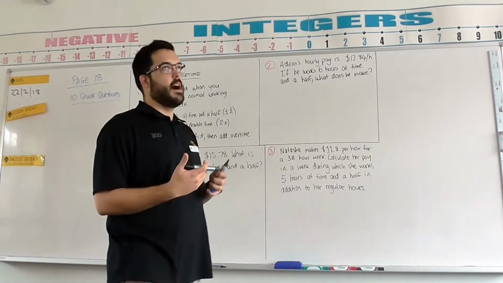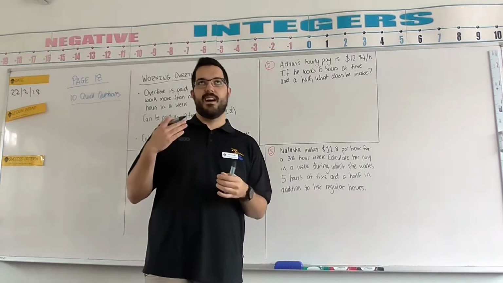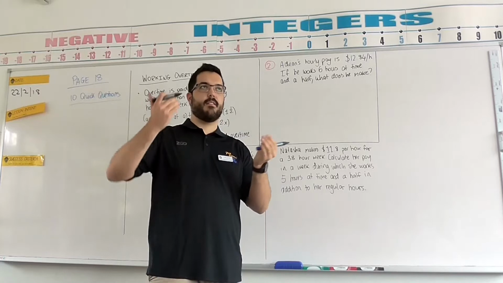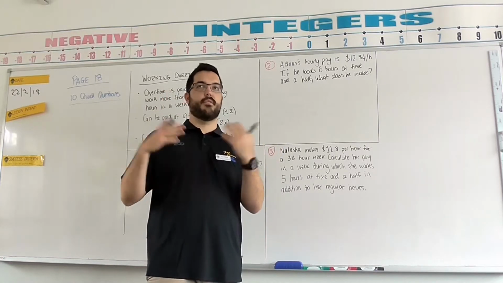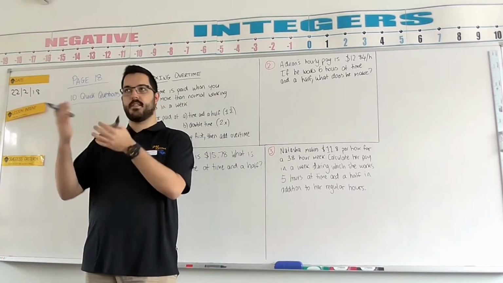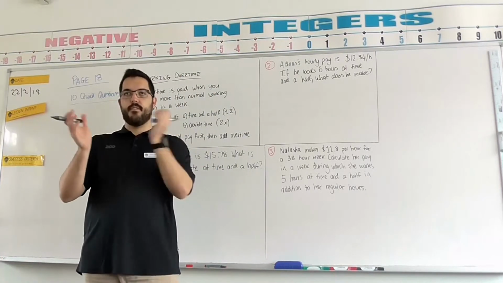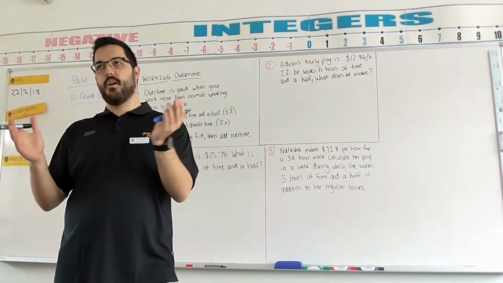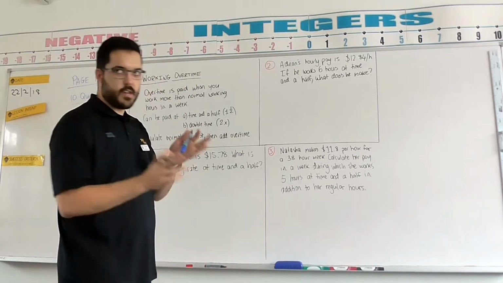Just like other things we've been doing, like commission for example, there are stages where you would get a retainer, which is a certain amount of money for doing the job in the first place, plus the commission. You calculate the retainer first, then add the commission. So it's the same deal here. You calculate the normal hours worked, then add the overtime at the end.